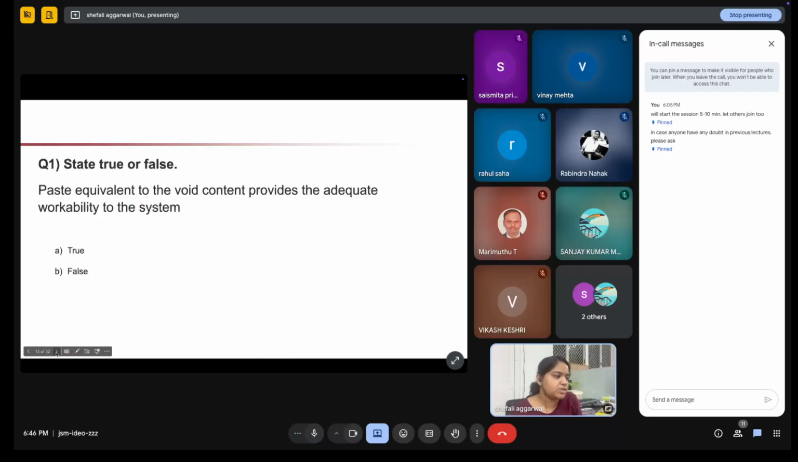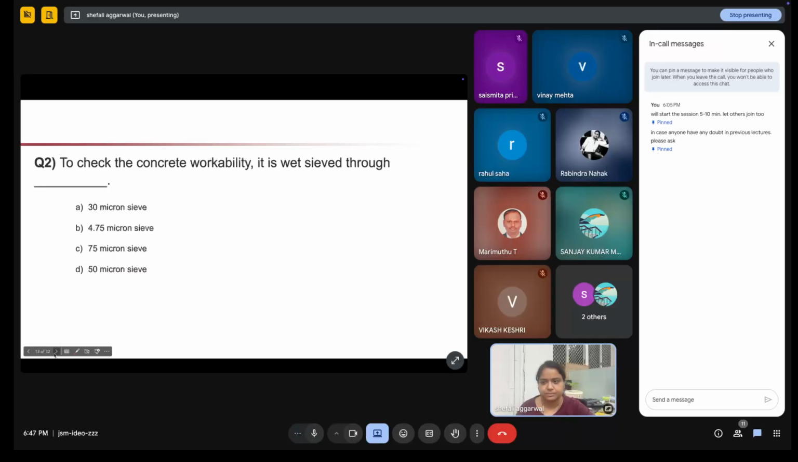The first question is, state true or false. Paste equivalent to the void content provides the adequate workability to the system. True or false? False. Correct. It doesn't mean that whatever void content we are getting for the particle packing, we have to provide a similar amount of paste to get good workability. So it is a false statement.